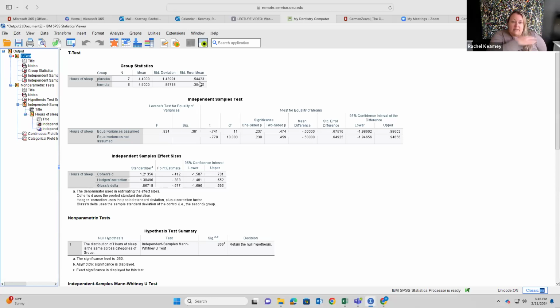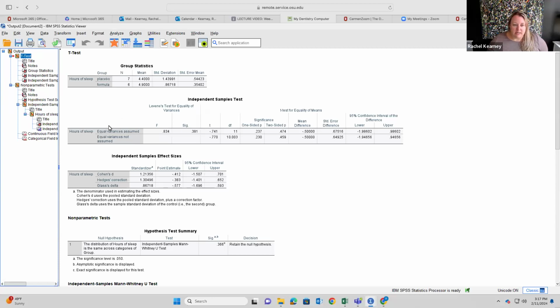What we really want to know is, in our grouping, was it statistically significant, or did this just happen by chance? As you can see, the formula group got 4.9 hours on average, where the placebo group got 4.4. But what we want to know is, is that statistically significant, or was that just based on our samples, a random sample, and it just happened that the formula group slept longer? So we need to go down here to our independent samples t-test. So this is the test that you have run.